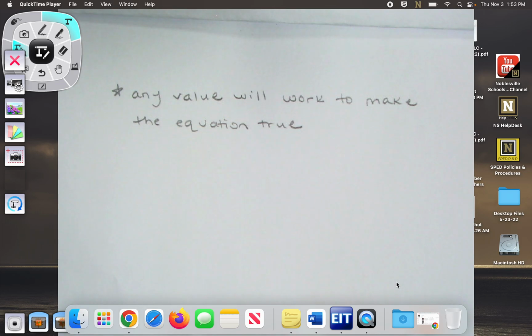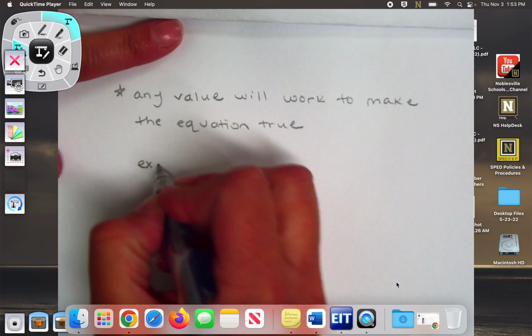So in this scenario, any value will work. Anything, right? You'll get to a point where you're working this out and you'll be like, wait a minute, the left side matches the right side. That means that anything will work for x. So here's our example.